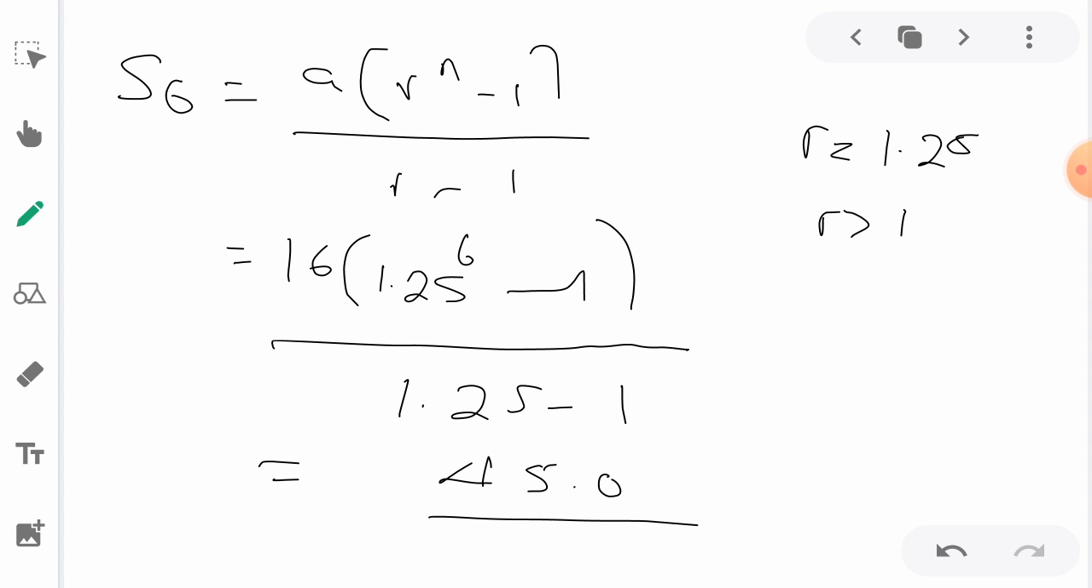We're going to get 45.0. Then you have 1.25 minus 1, you get 0.25. And you divide 45.0 by 0.25, we're getting 80. So the sum of the first 6 terms is actually 80.